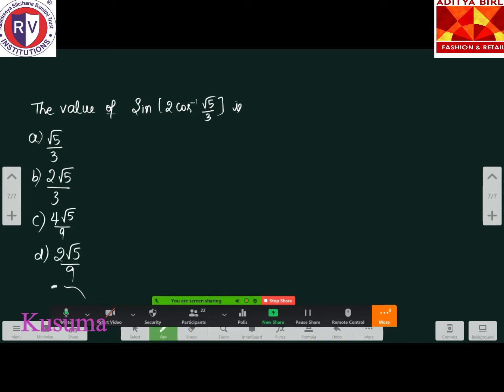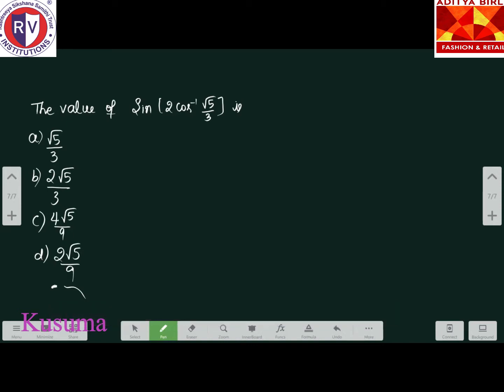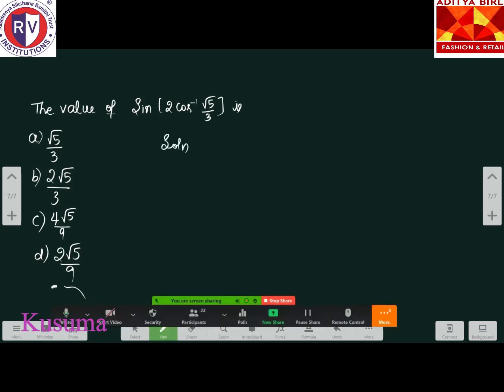So we have to find out the value of sine of 2 into cos inverse root 5 by 3. This was also a question from one of your previous papers. So let us see the solution. It is given that we have to find out sine of 2 cos inverse root 5 by 3.